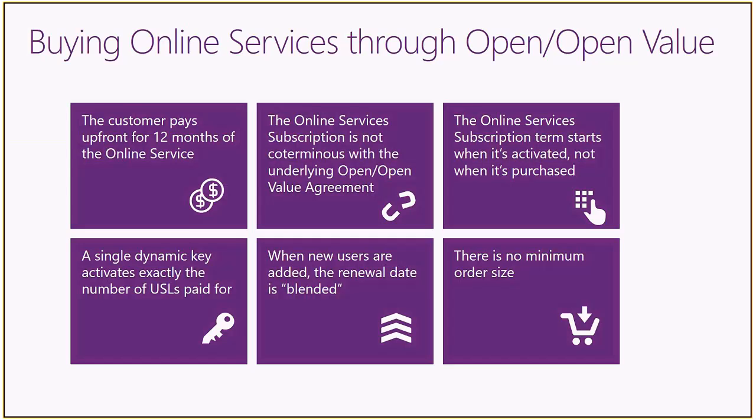The subscription starts when it's activated, not when it's purchased. You get one key, which activates exactly the number of USLs, so that makes things easy. If you buy 87, you don't get 87 different keys, which, as I say, is a common question from customers. When new users are added, you get the blended renewal date, and I think that is definitely one, even if the customer doesn't bring it up, to proactively mention, because it will occur to them at some point. And there's no minimum order quantity other than obviously 1.